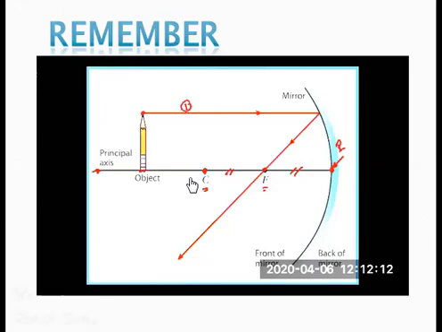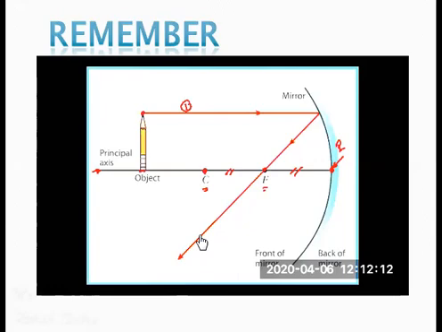From the top of the object, we will send the ray parallel to the principal axis. This ray always goes to the focus and passes through the focus. This is the first reference ray.